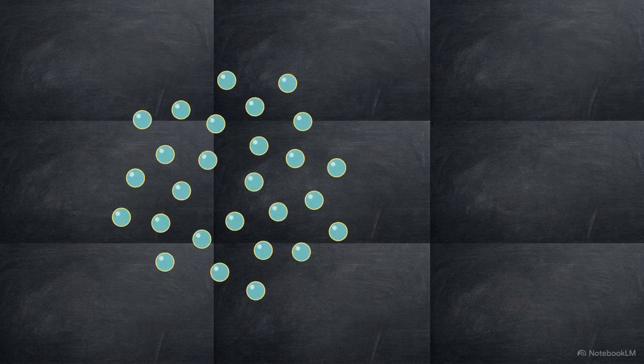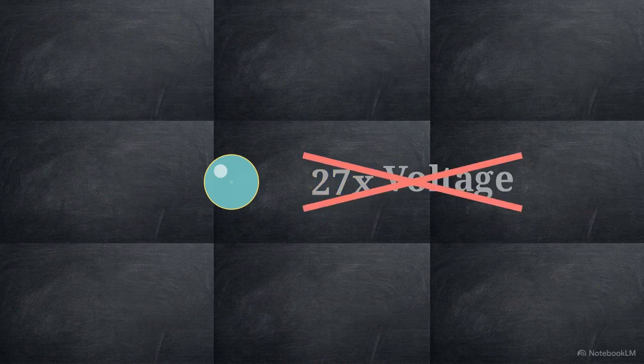Imagine 27 small, charged water droplets. If they merge into one massive drop, you might assume the voltage multiplies by 27, but the actual physics requires a different answer. This demonstrates why we must separate geometric scaling from linear scaling to determine physical properties.